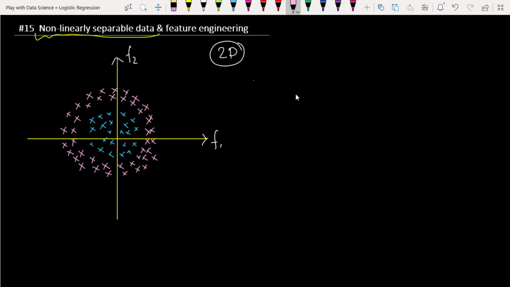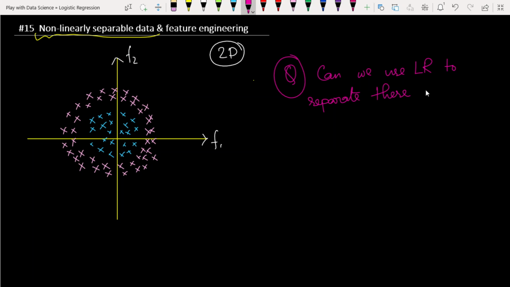So now the big question arises: can we use logistic regression to separate these classes, or simply these data?